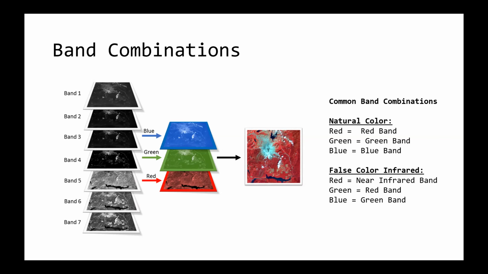As you see on the right, there are some common band combinations. First would be natural color, which many of you are familiar with anytime you open up Google Maps. That's natural color. Basically, it's your red, green, and blue bands, and it's what your naked eye would see. Trees and vegetation look green, water looks bluish, etc. Another very common band combination is a false color infrared combination, which utilizes the near infrared band in place of the red band. As you see in the representation here, the vegetation looks red.